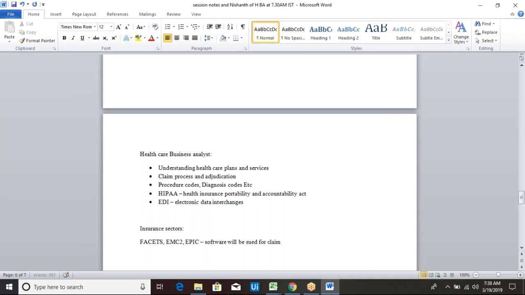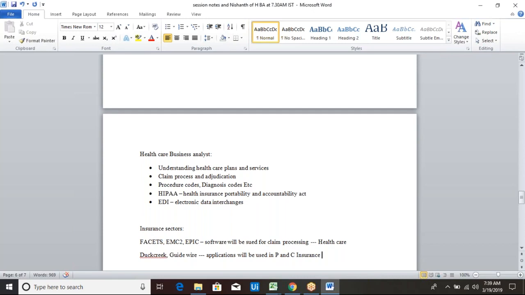Okay, claim processing and adjudication. All these applications will be used, especially with respect to healthcare. Whereas there are other applications. I'm talking about the insurance sector. Duck Creek and Guidewire. Okay, so these are the two applications used in PNC insurance. PNC insurance stands for property and casualty insurance. So here, these are the applications we use.